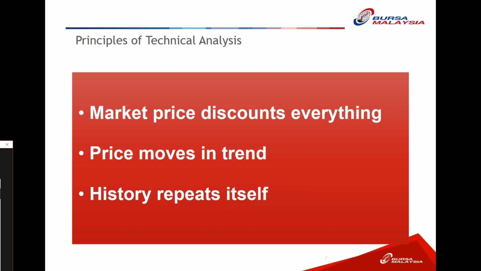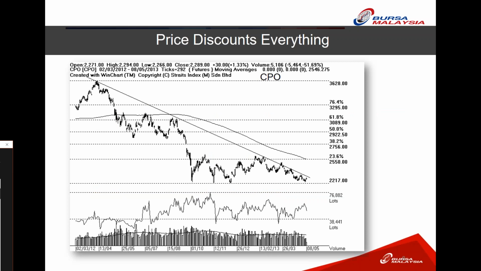And thirdly, history repeats itself. So if you can understand these three major principles, roughly you have the idea how things will go. All right, so I'll give you an example of price discounting everything. Okay, this is a CPO, or crude palm oil, chart.